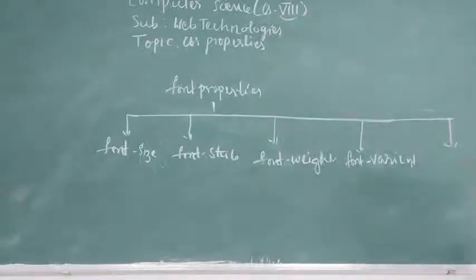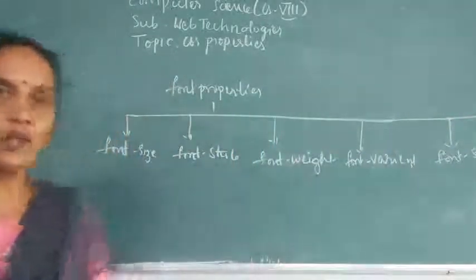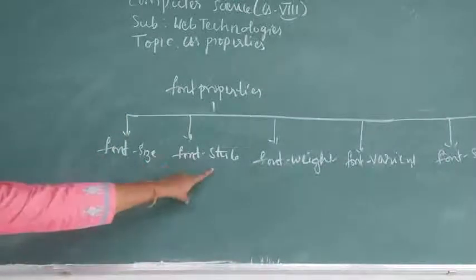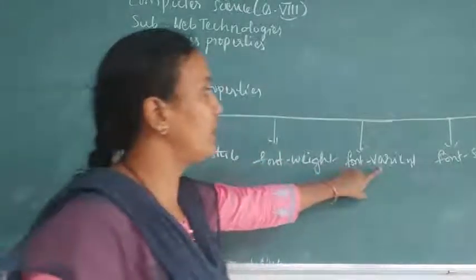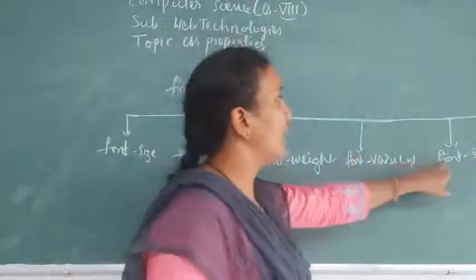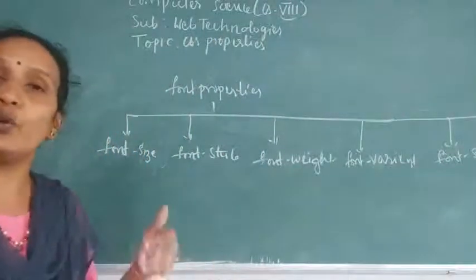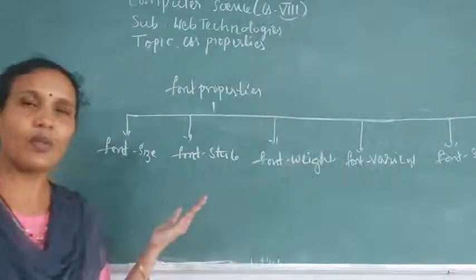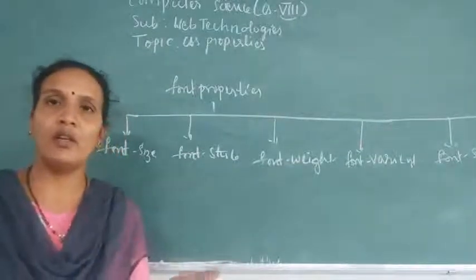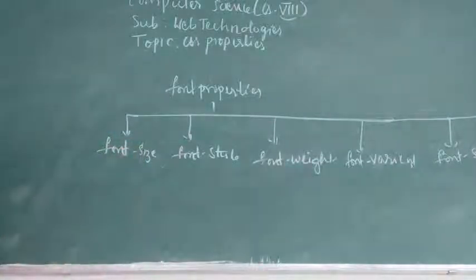Next, font stretch. Font family. We have a number of properties. Just for timing, you take all these properties only: font size, font style, font weight, font variant, font stretch, font family. Okay. Only a few properties are here. Then you have more properties in font, like font face. We have more properties, but for timing, if you get 5 to 6 properties, it is more than enough.